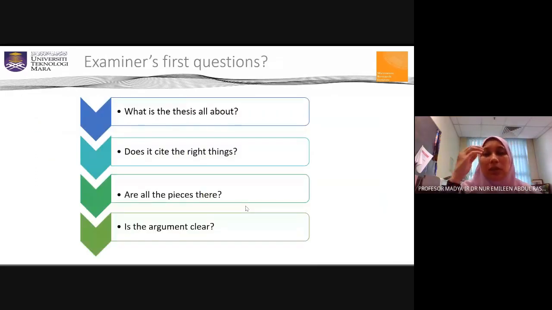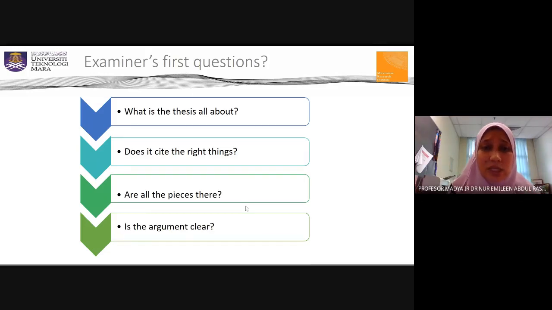Alright. So normally when we get the thesis tu, ini adalah examiner's first questions. Basically apa yang kita nak adalah we want to know what is the thesis all about. So what is the thesis all about? Biasanya kita dapat daripada abstract. We will not realize thesis tu pasal apa kalau tak baca the whole thesis. But abstract tu is the most important. So dekat situ basically dia dah beritahu thesis tu nak apa, apa objektif dia, apa method dia, dan what is the outcome.